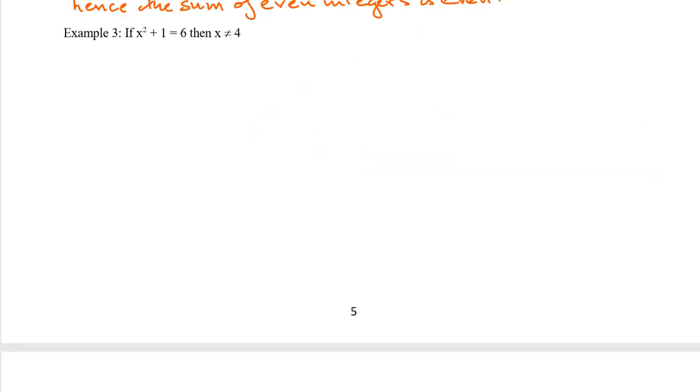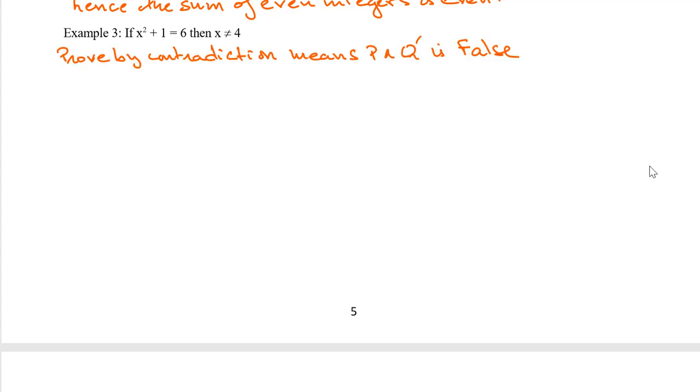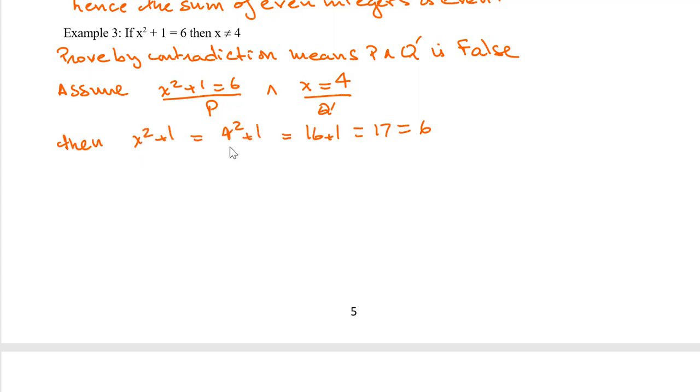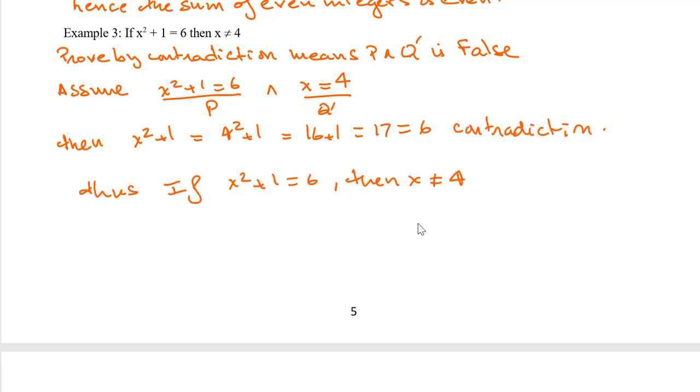Let's see one more example. We need to prove that if x squared plus 1 equals 6, then x must be different than 4. To prove this by contradiction means we need to prove that P and not Q is false. That means we need to assume that x squared plus 1 equals 6 and x equals 4, because negating Q, x different than 4, becomes x equal to 4. So if we replace x with 4, we get 4 squared plus 1, or 16 plus 1, which is 17 equal to 6. This is a contradiction. Therefore, if x squared plus 1 equals 6, then x is different than 4.